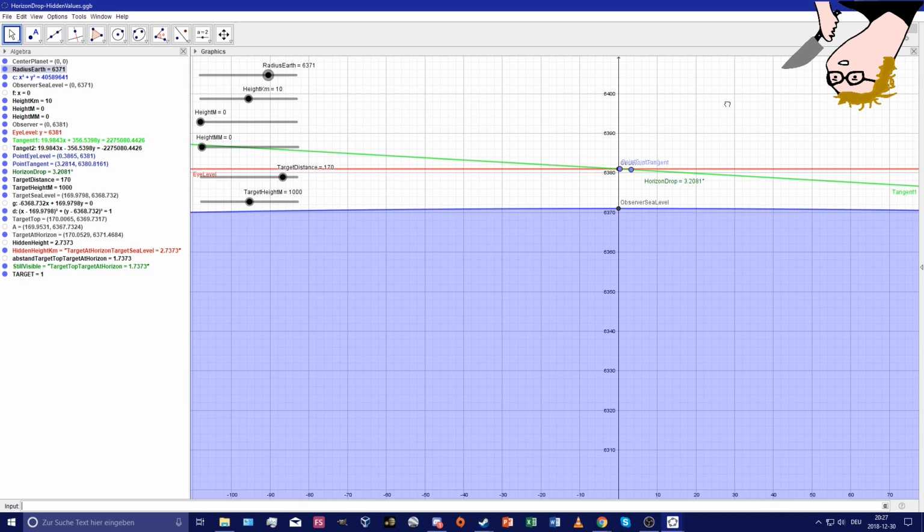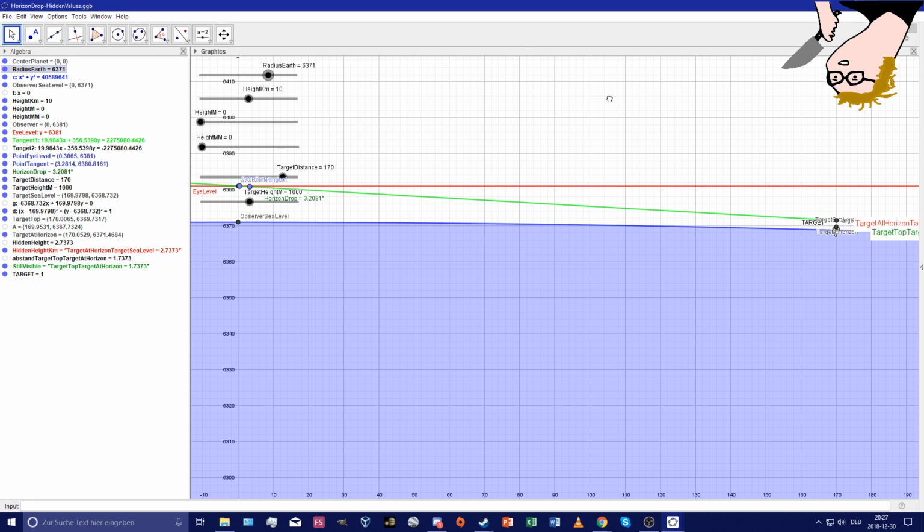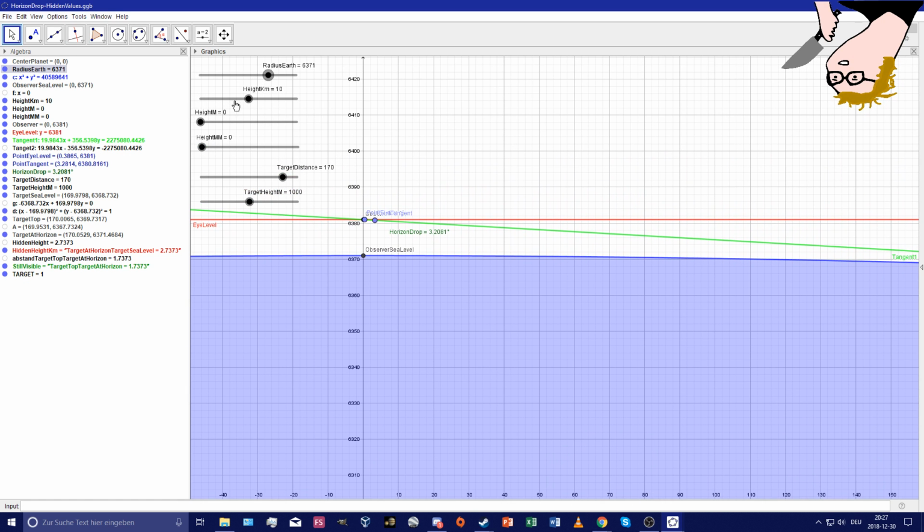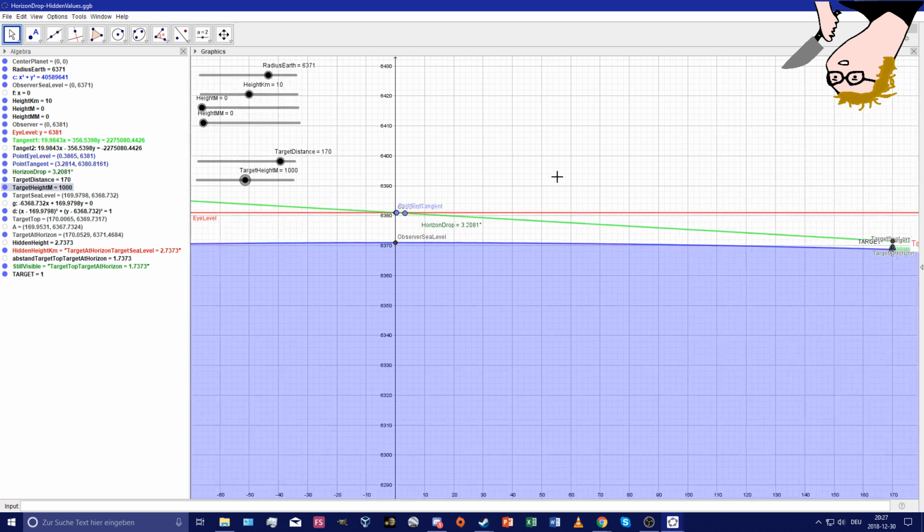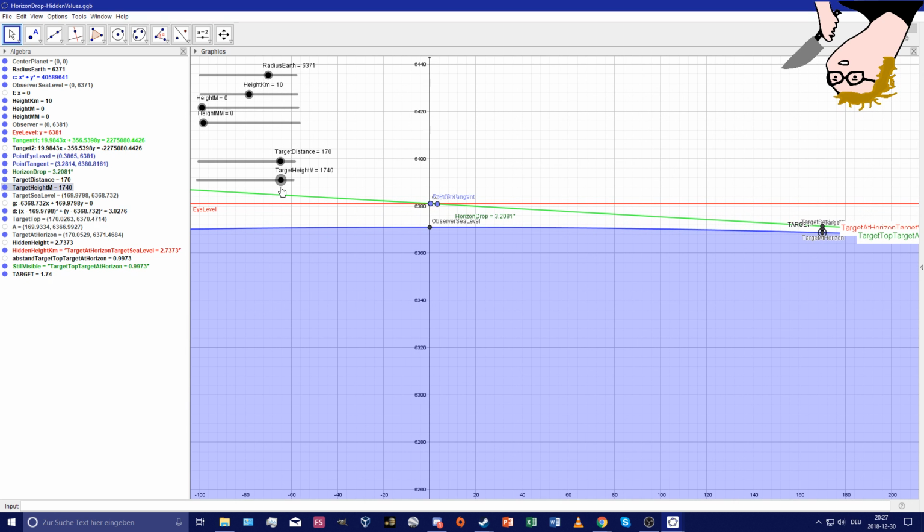Okay, so this is one point. Obviously, height kilometer, exactly. So those three values are setting the observer height again. And so this model is a little bit more crude. It's only set to kilometers. Well, obviously the target height in meters, that's fine. Target distance is in kilometers.